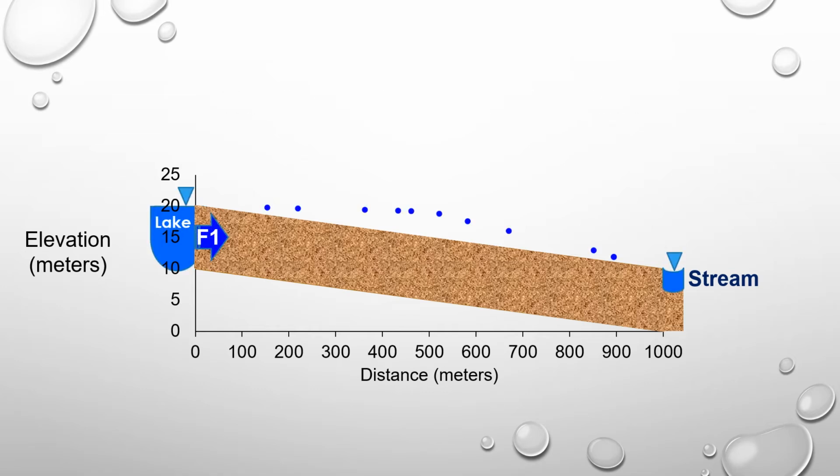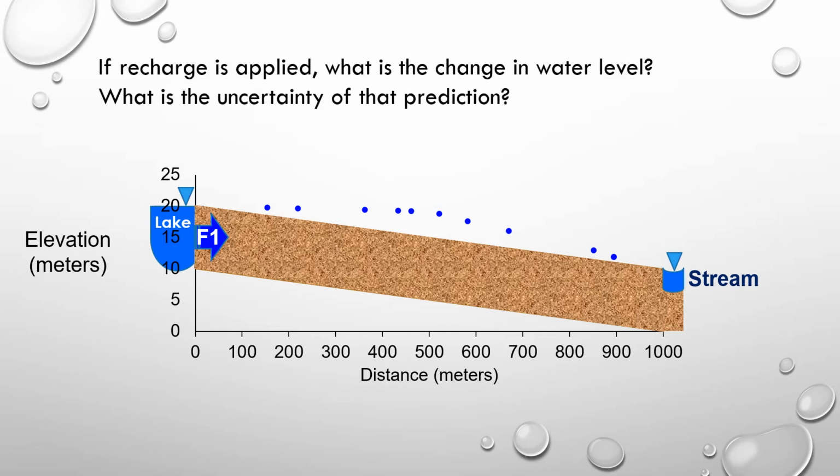Well, what do we know about this system? We have collected groundwater level data, represented by the blue circles. We may also have measured or estimated the amount of flow into the groundwater system from the lake. What we want to know is, if we apply recharge to an area in the field, what will be the change in water level at the location of the yellow circle? What we don't know is, what are the hydraulic characteristics of this aquifer, and how should we represent that in our model?